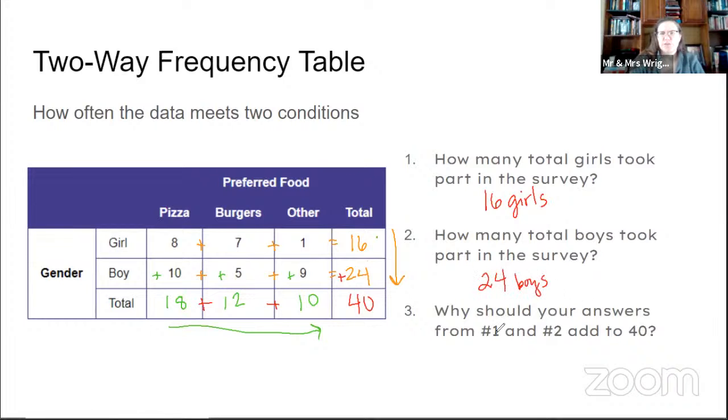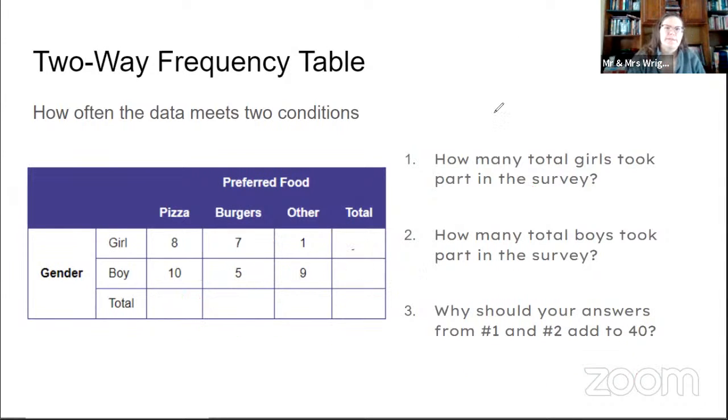Why should your answers from 1 and 2 add to 40? 16 plus 24. Why should they add to 40? Because there were 40 people surveyed. Boys and girls. That's all the people. We didn't interview anyone who wasn't a boy or a girl.